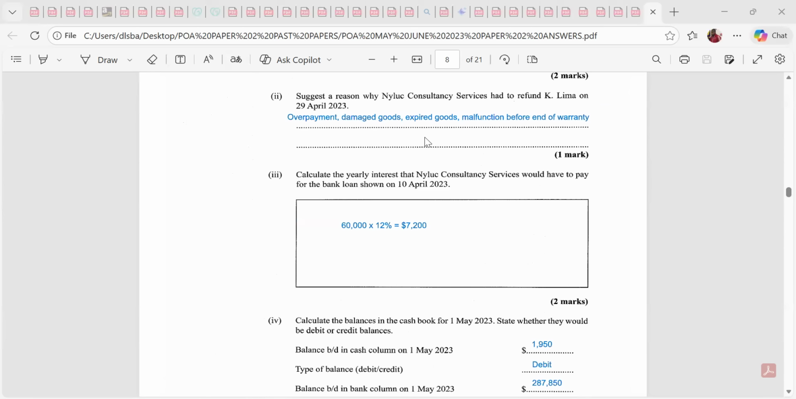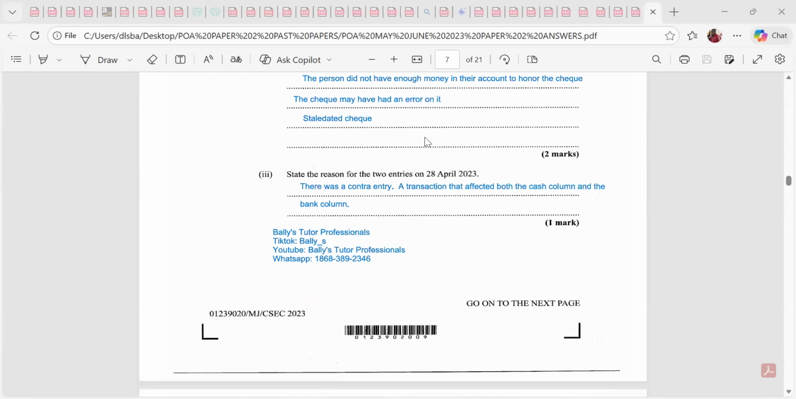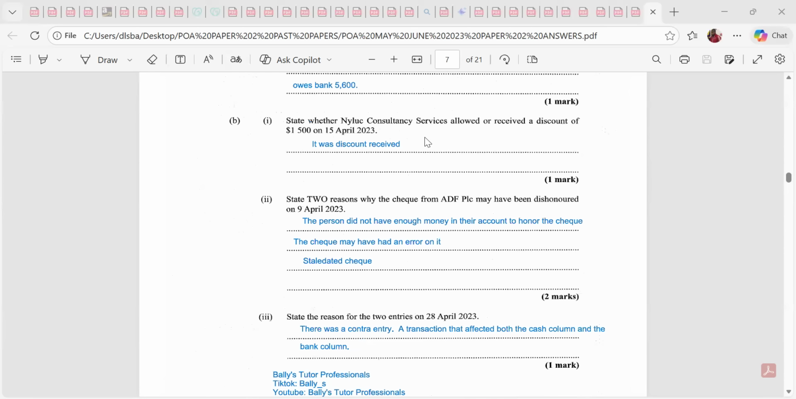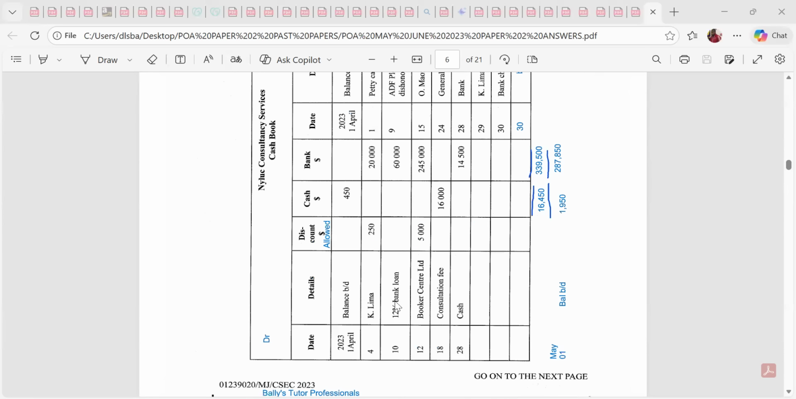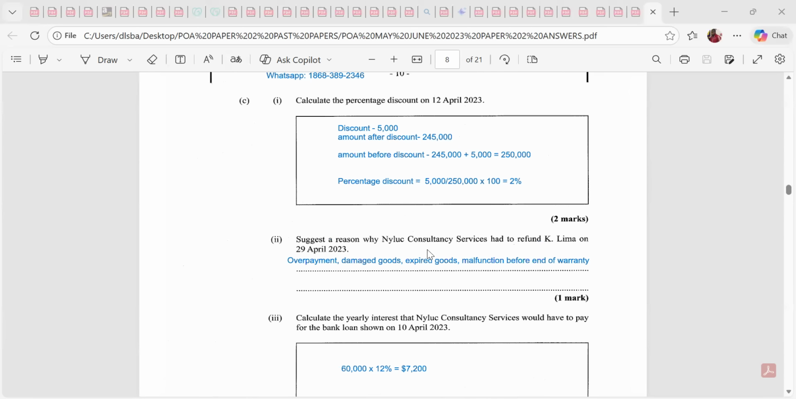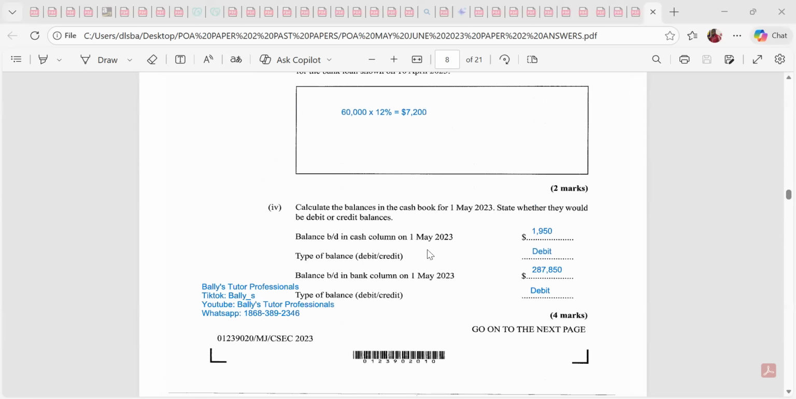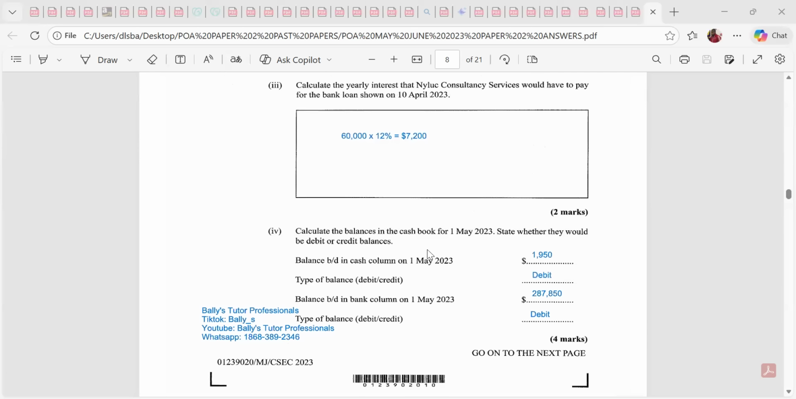Calculate the yearly interest. The NILA services will pay for the bank loan on the 10th of April. Let's see. 12% bank loan, 60,000. Will be 60,000 multiplied by 12%, which is 7,200.